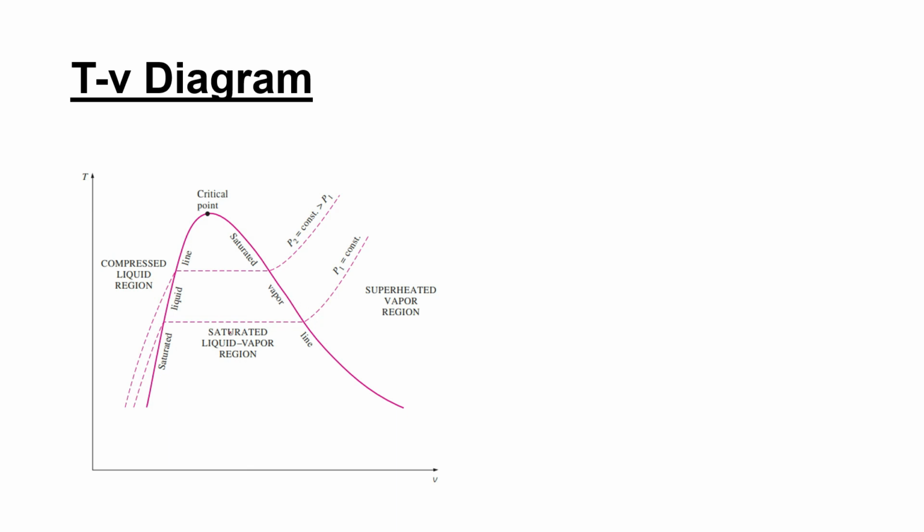These dotted lines are the various constant pressure heating lines. Here P1 is kept constant, and you can see this dotted line. Here P2 is constant, and it is greater than P1. So this is all about the TV diagram.